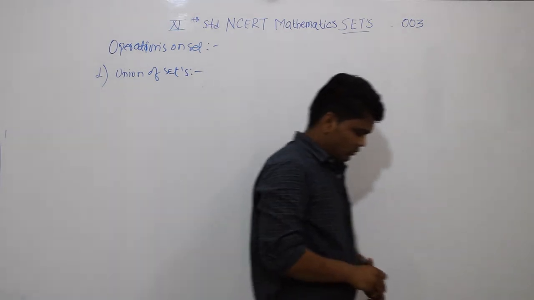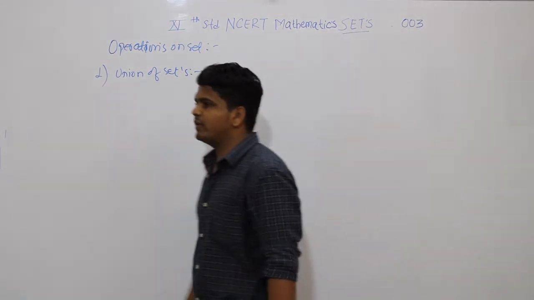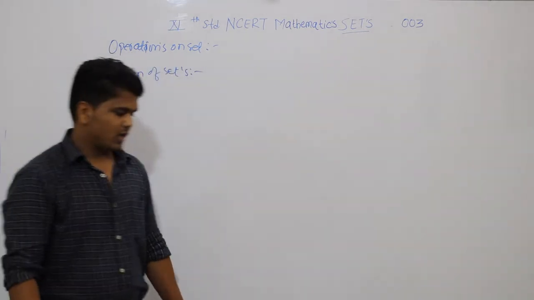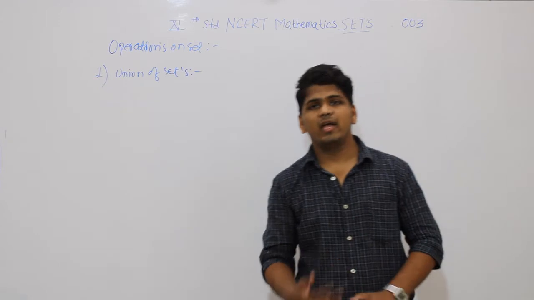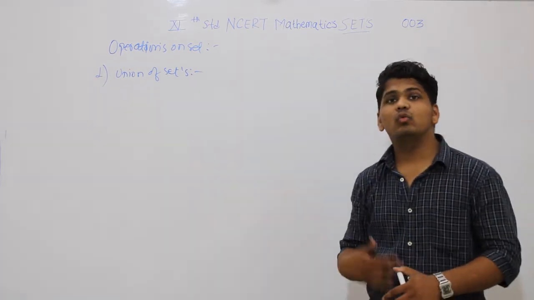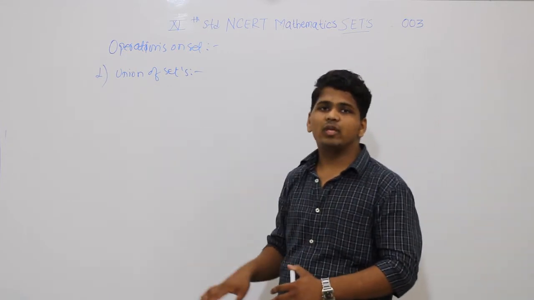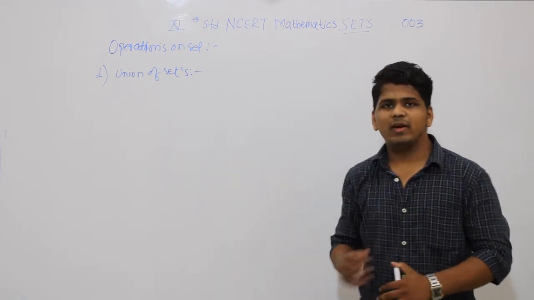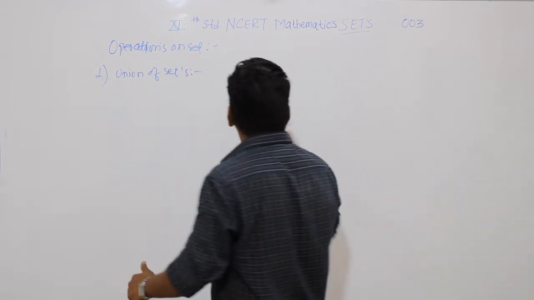Now, what does the union of sets consist of? Suppose you are having set A and set B. The union of sets A and B will consist of all elements from A and all elements from B. Means you will have A union B as a new set. It will consist of all elements from A and all elements from B. We will ignore the set elements that are common to A and B.